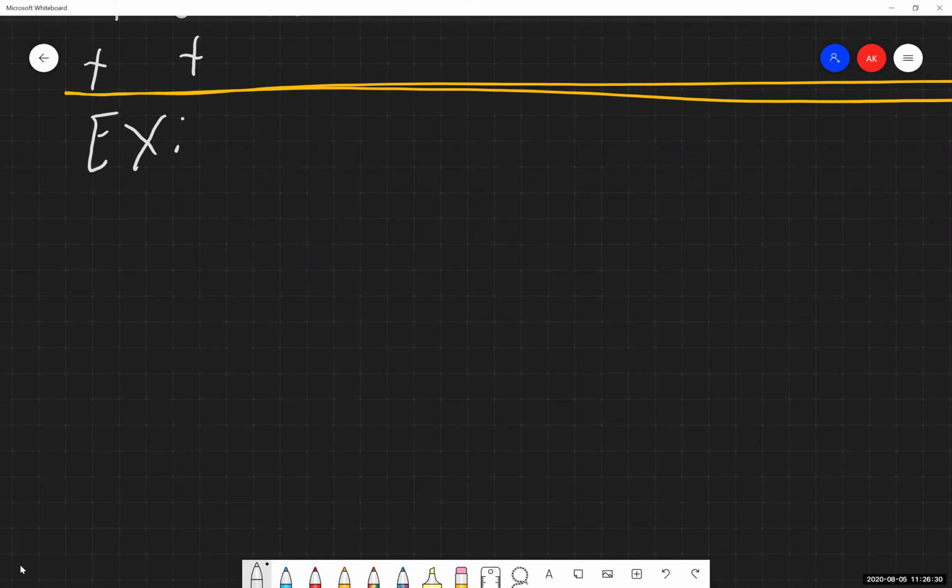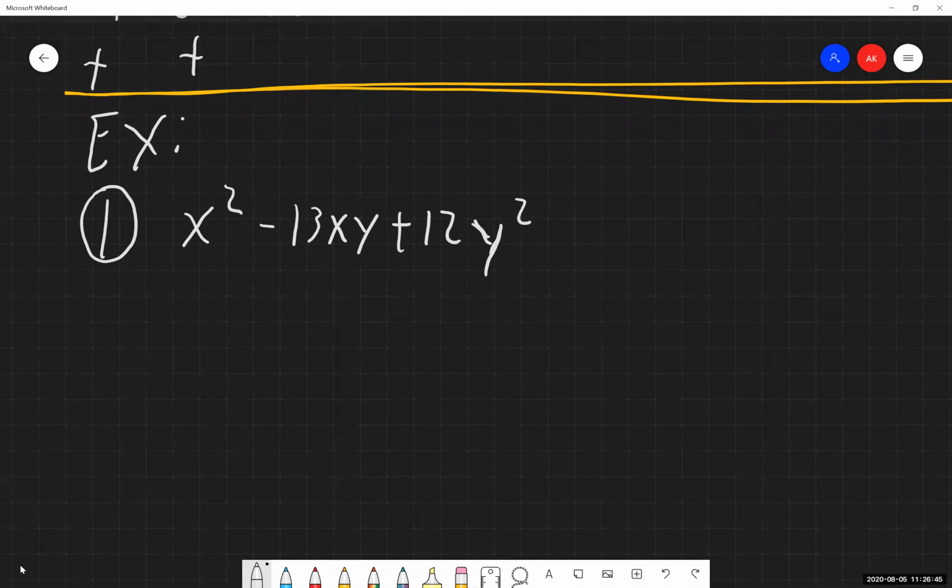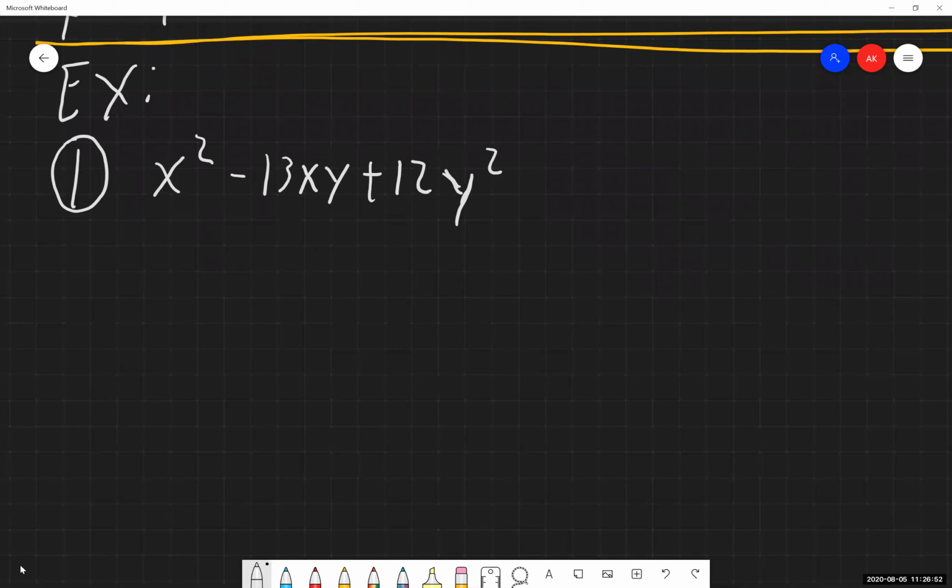So our first example, we're starting with x squared minus 13xy plus 12y squared. Once again, let's build the shell of our answer. Let's assume that we can factor this thing. If we can't, then we'll do what we did with the last problem, I just write it as a prime. But let's assume that we can get an answer. So again, the shell: x plus or minus something times y, times x plus or minus something times y.